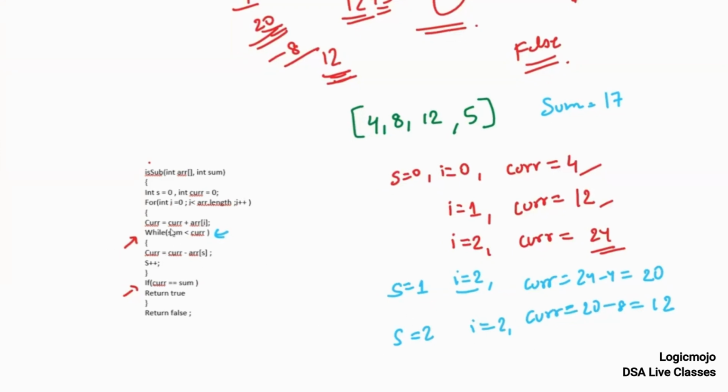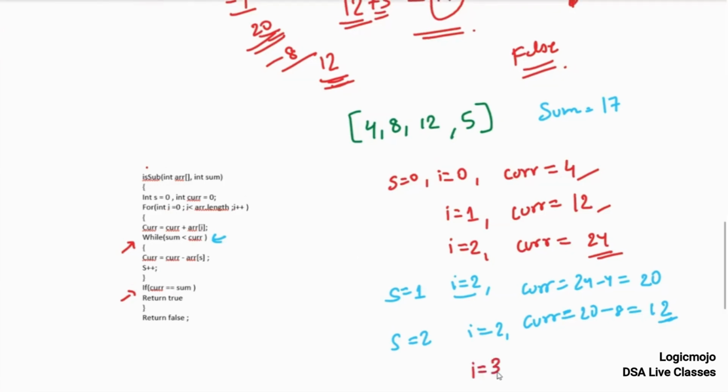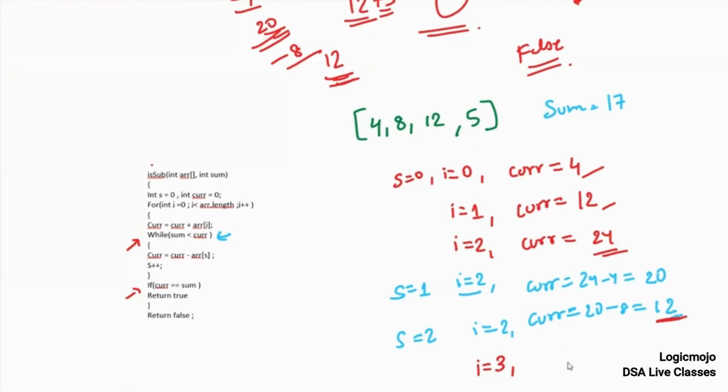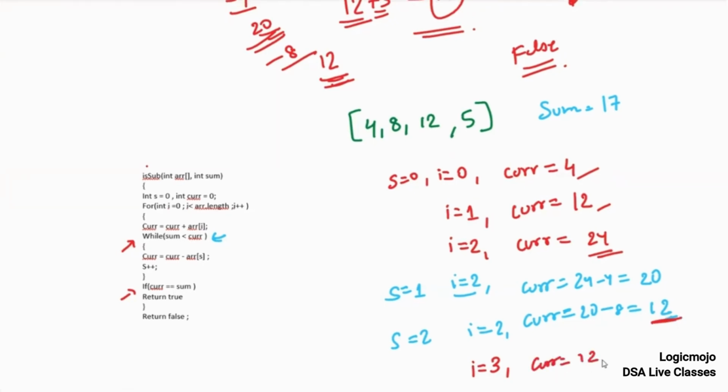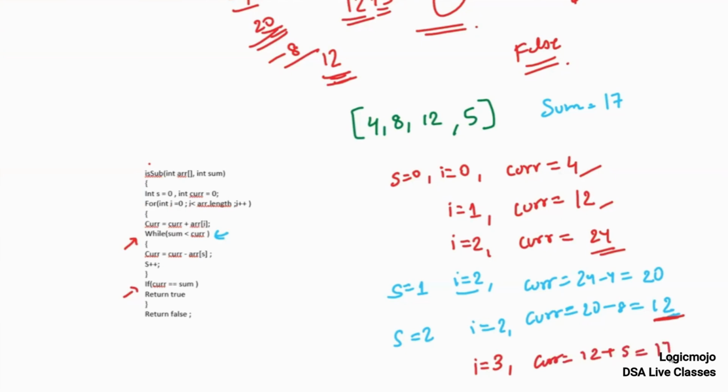Now at this 12, the while loop checks again whether sum is smaller than current. No, in this case it is not, so it comes out of this loop. Now for this 12, it will check if current equals sum. No, it is not. So again it goes, and this time our i will change. i has now become 3. Current equals current plus array of i. Current is 12 plus 5, which is 17.